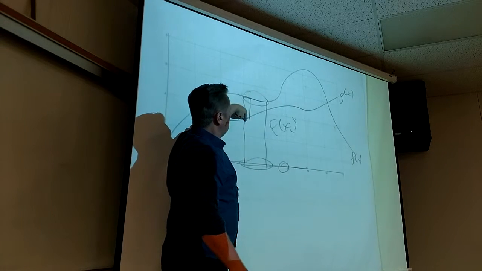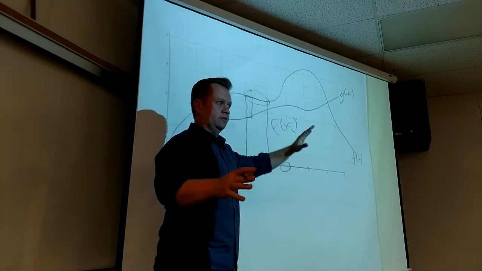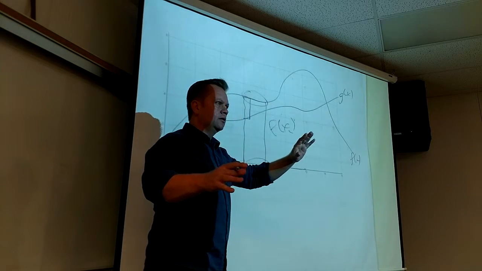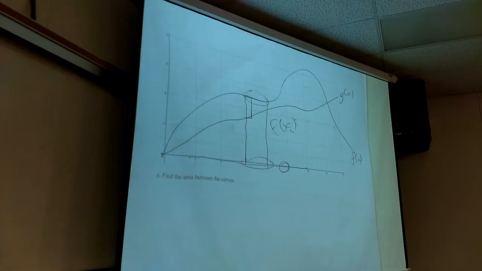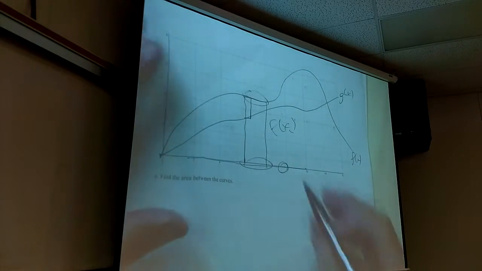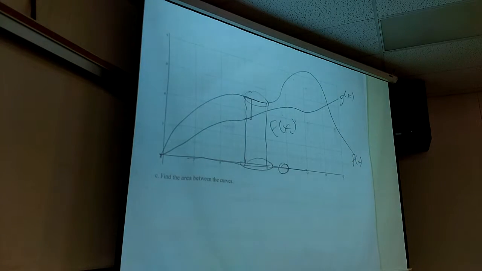Yeah, f of x minus g of x at that point, whatever that point is. You guys with me? So if you read the book, which you haven't tried, you should try it. You could do the whole rectangle thing all over, and that's sort of what they do.